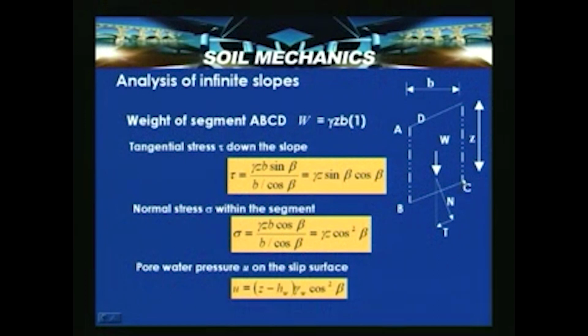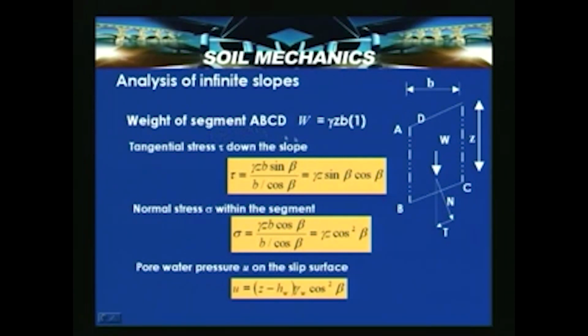Having discussed this, now let us consider this block ABCD, where Z is the depth, B is the horizontal distance, and beta is the inclination of the line BC with the horizontal. Ultimately we determine the tangential stress tau down the slope and the normal stress sigma within the segment, but let us first look at how the weight of the block can be determined.